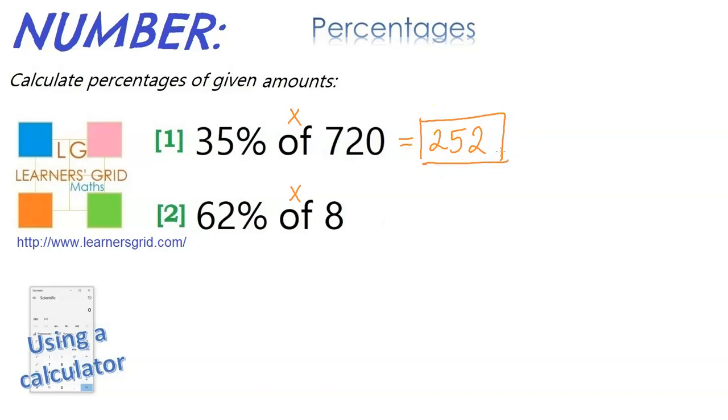Just have a bit of a think though. Is this a reasonable answer? 35% is less than 50. So is my answer less than half of 720? Half of 720 is around about, I don't know, 360. So is my answer less than 360? Yes, it is. So at least my answer is reasonable.